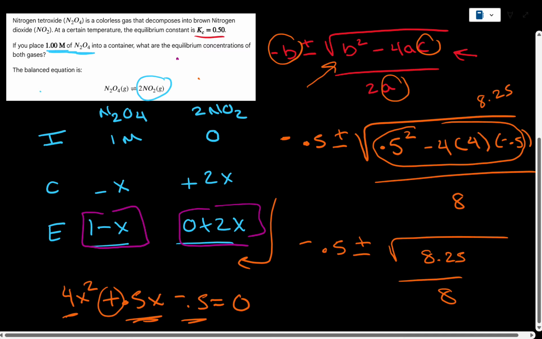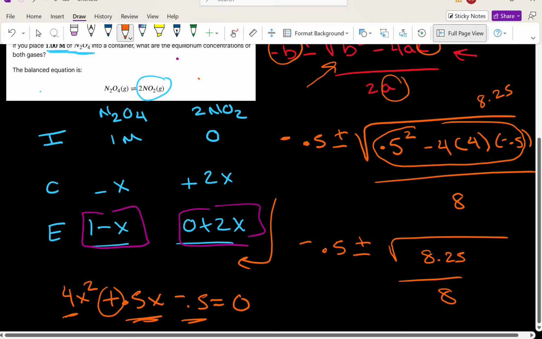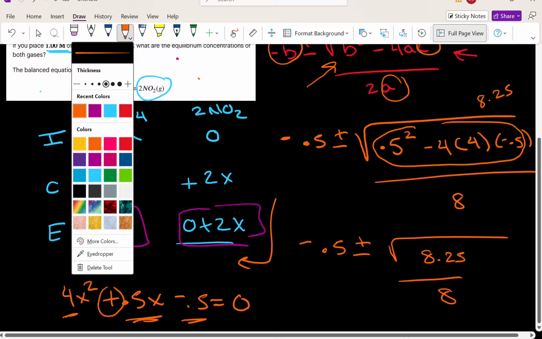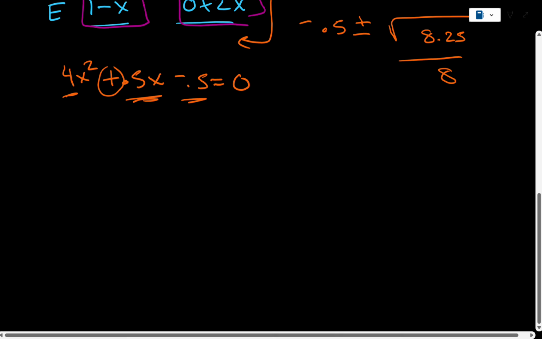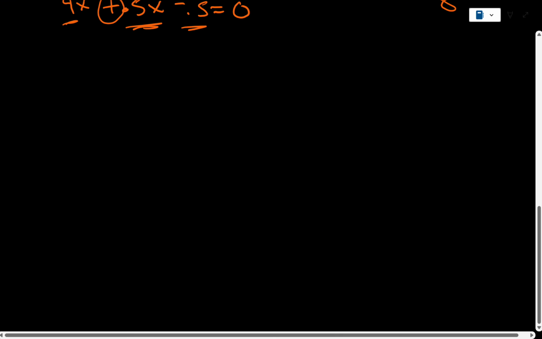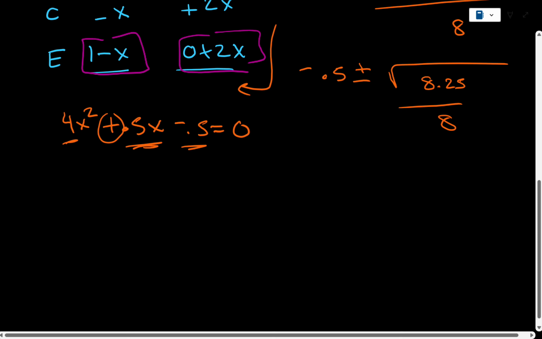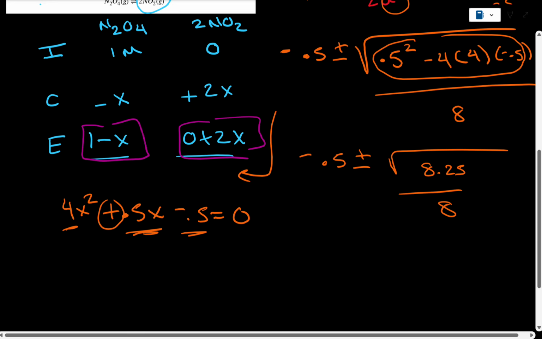So we're going to square root the 8.25. And then you're going to get approximately 2.87, right? So I'm going to change colors here. And can I just scroll down? Oh, I can simply just scroll down. Okay. I'm new to this, so I didn't know I could just do that.